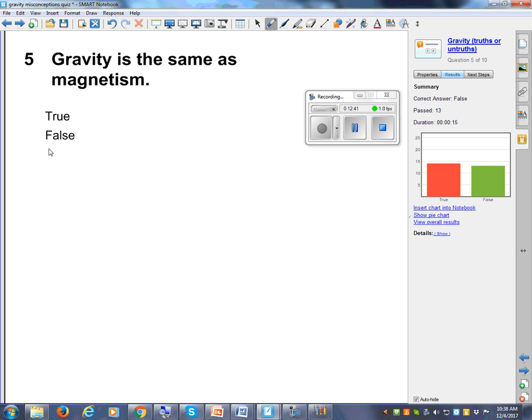Gravity is the same as magnetism. False. Nothing to do with it. In fact, magnetism can pull and push, but gravity can only pull.